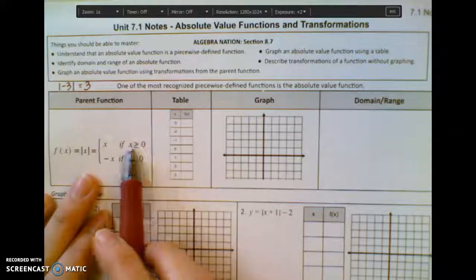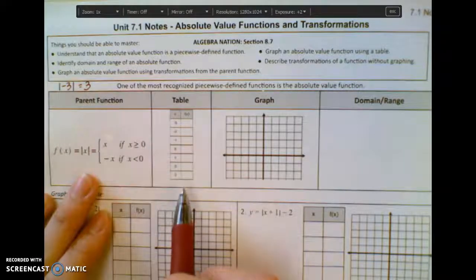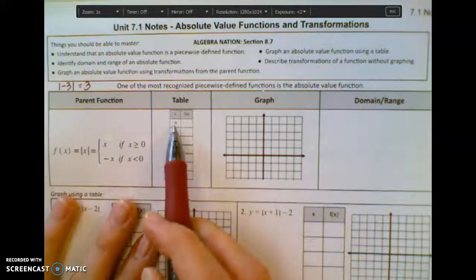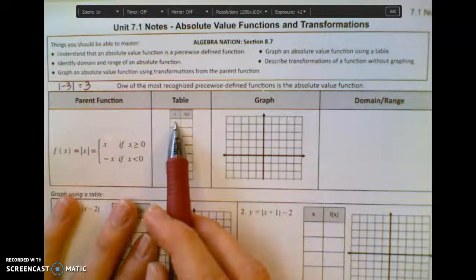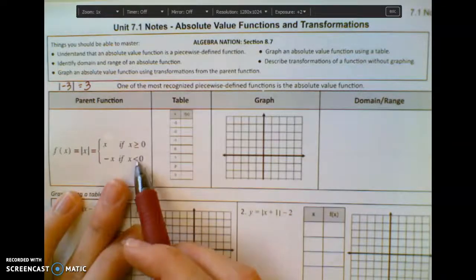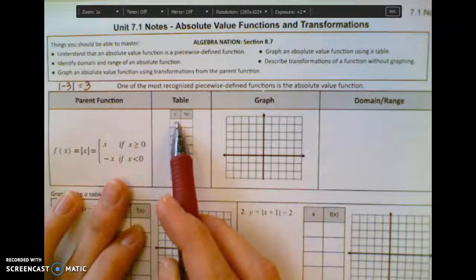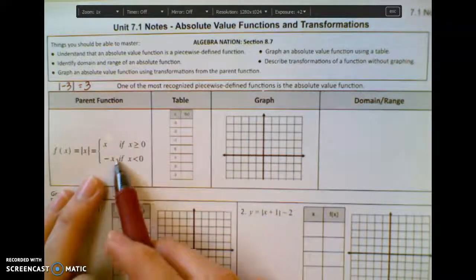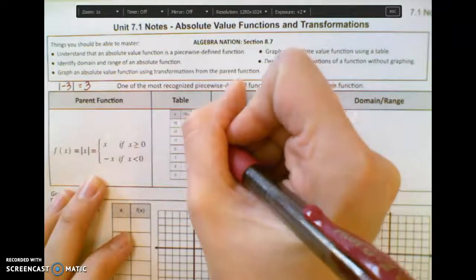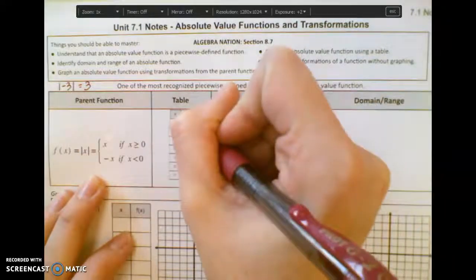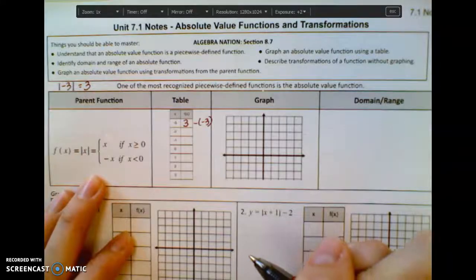So we're going to use these to find the values in our table to be able to graph our parent function. Alright, so first I have an x value of -3. Well, that falls into this function here, because x is less than 0. So I'm going to take my x value and plug it in for x in this function, -x. So that will give me -(-3). Well, minus the negative is a positive. So that's my y value.